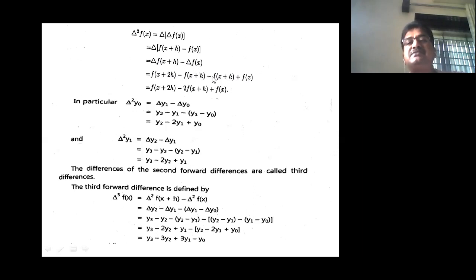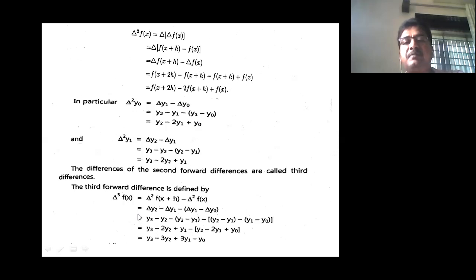Because of this negative sign, the first term becomes negative and the minus f of x becomes plus f of x. So either write the bracket with the minus sign, or directly write minus and plus. What is delta f x? Again f of x plus h, the value at the next point, minus the value at the same point. Because of the negative, we have positive here. Then add these terms. So this is f of x plus 2h minus 2 f of x plus h plus f x. This is delta square f x. Similarly, you can find delta cube of f x.